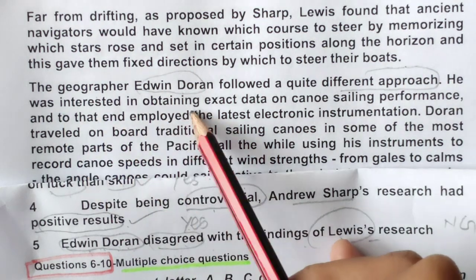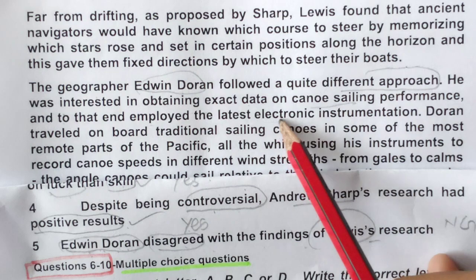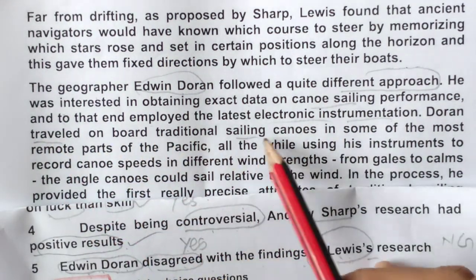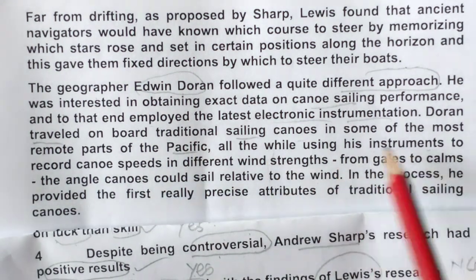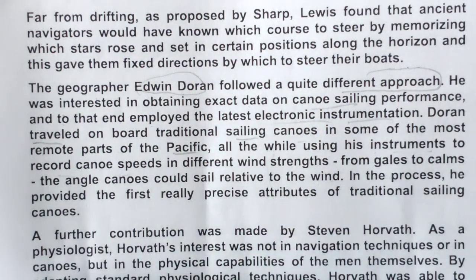He was interested in obtaining exact data on canoe sailing performance, and to that end employed the latest electronic instrument. Doran traveled on board traditional sailing canoes in some of the most remote parts of the Pacific, all the while using his instrument for further contribution.